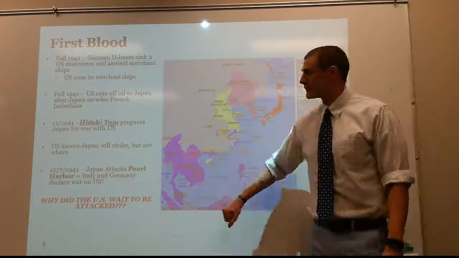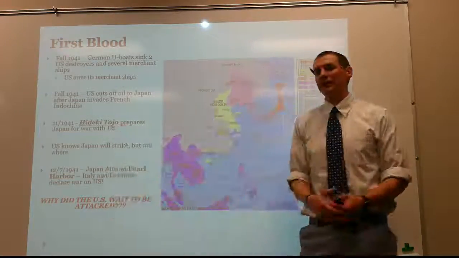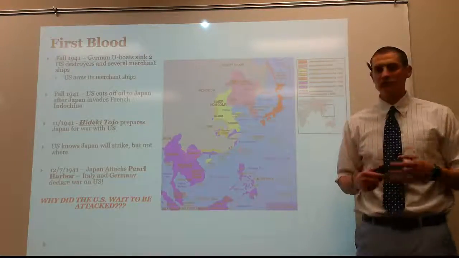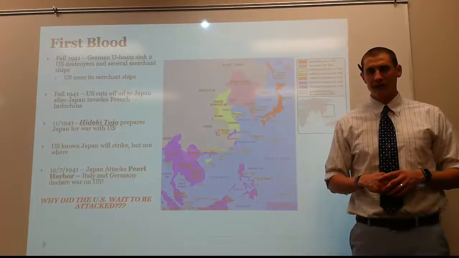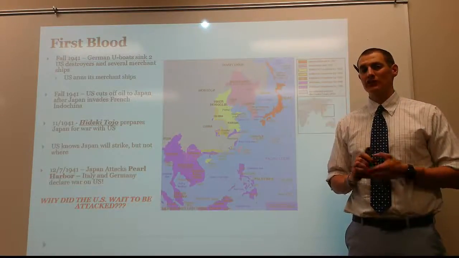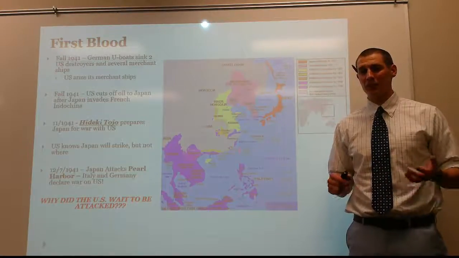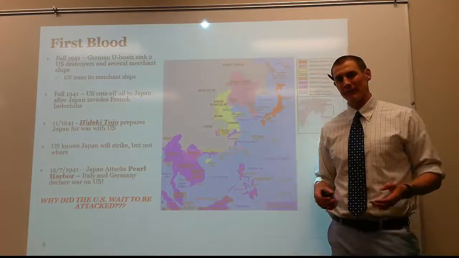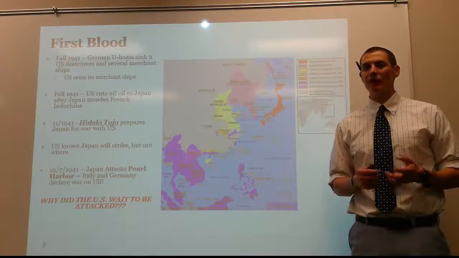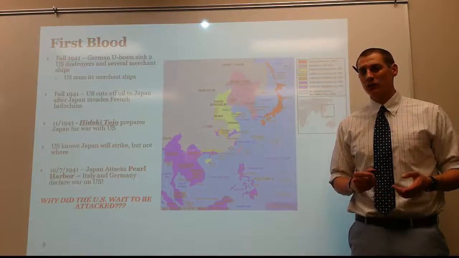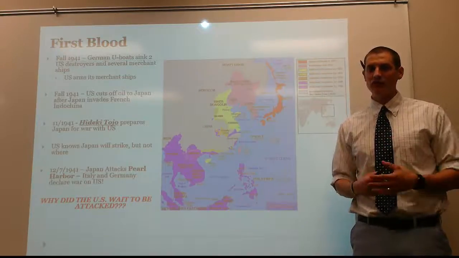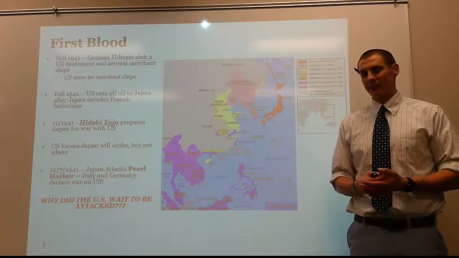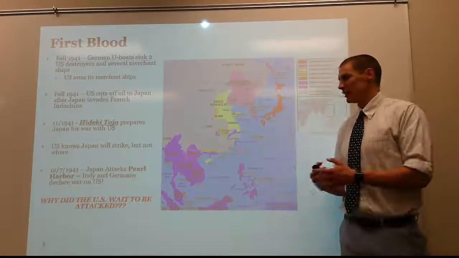So Hideki Tojo, the general who basically takes over the Japanese government, in November of 1941, prepares Japan for war with the U.S. The U.S. had actually decoded Japanese messages and knew the Japanese were going to attack the United States. We just didn't know where or when it will happen. And FDR is determined that even though we know an attack is coming, he's not going to be the one to attack Japan. He knows if the United States is going to enter this war with the moral authority, they have to be attacked first, and they have to be responding to an attack.